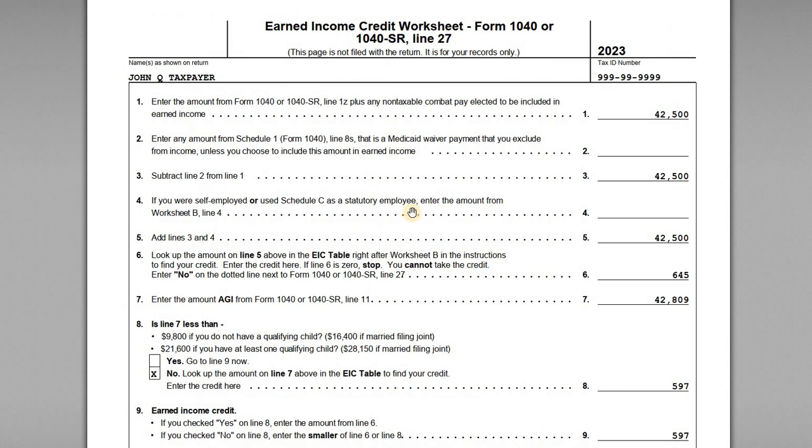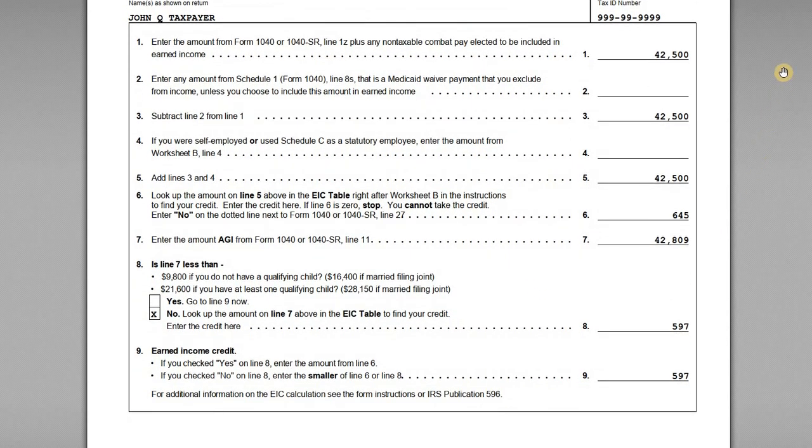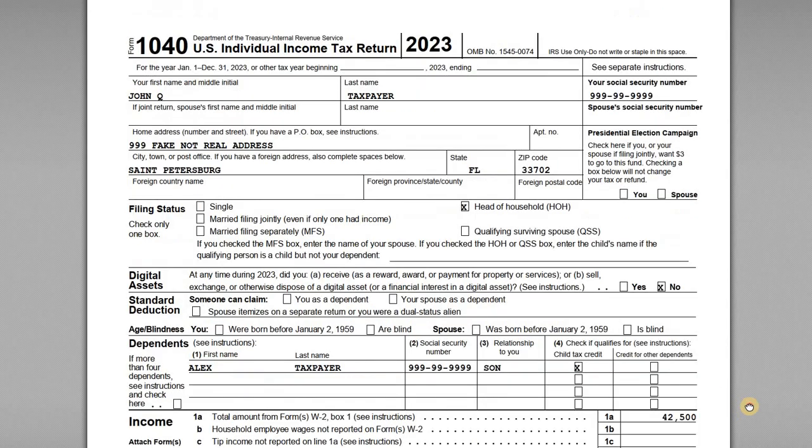So the starting point here, after you do the return, as far as inputting your income, so your earned income, your investment income, you can pull this earned income credit worksheet. This is also available in the publication. And so the starting point here is to figure out how much earned income you have. So on line 1, it's asking us to enter the amount from line 1Z.